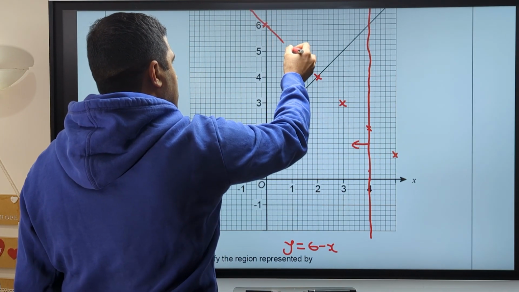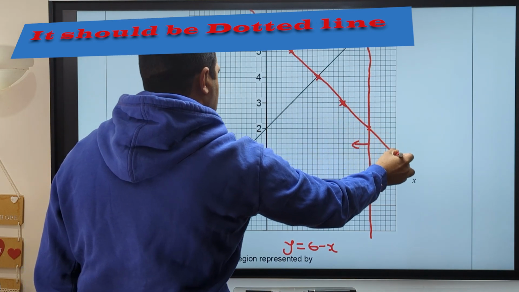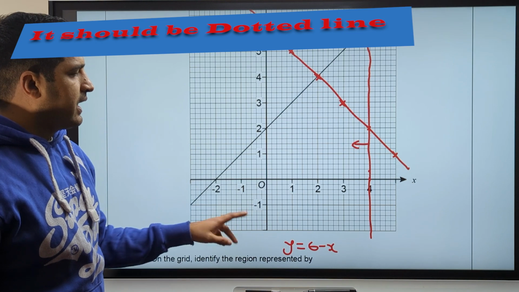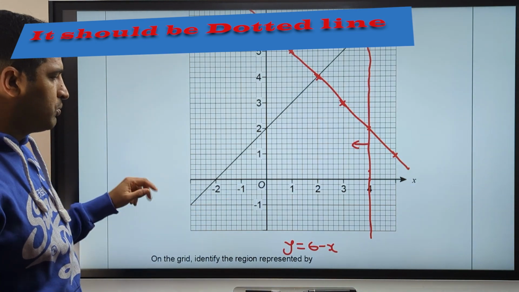So again, excuse my line. Okay, that's the line we want. So we've done the 3 lines. Now we need to shade the region that satisfies all of those inequalities.